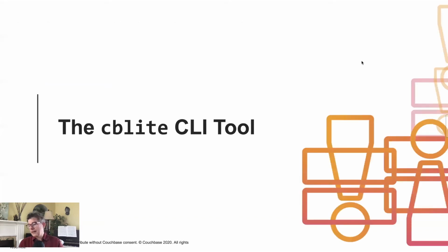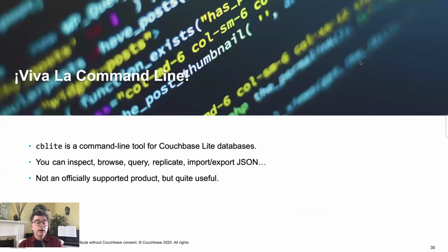All right, so last but certainly not least, the cblite command line tool. This is a tool called cblite that is not an official product, but we use it ourselves and it's really useful, and a number of other developers use it too. It lets you inspect, browse, query, run the replicator, and import and export JSON.